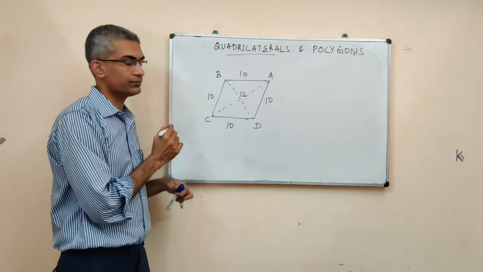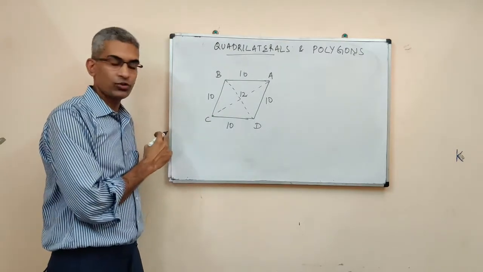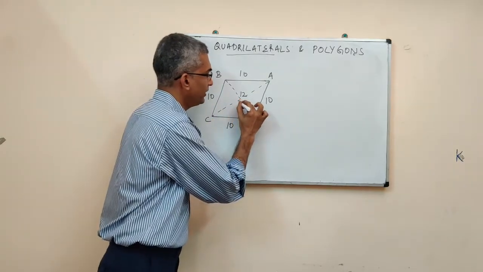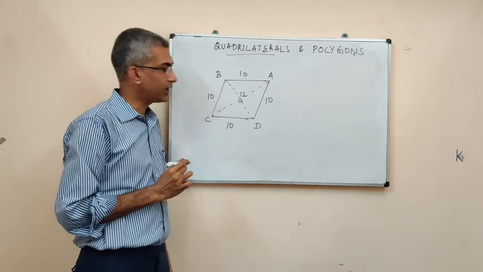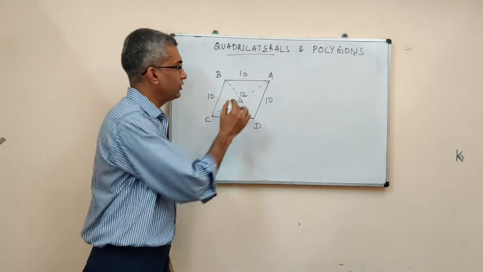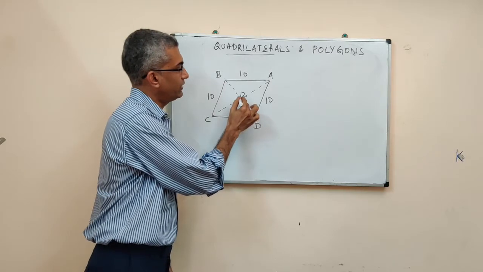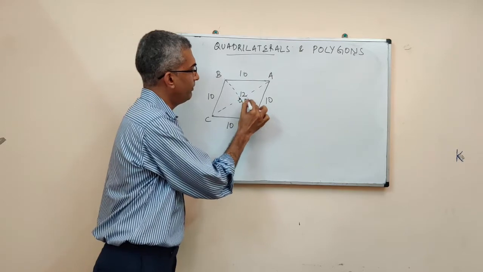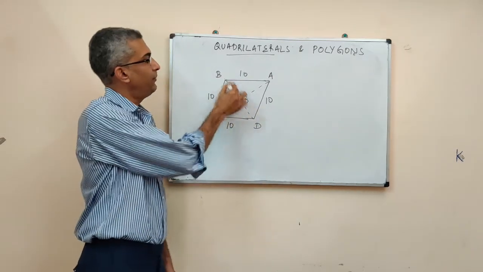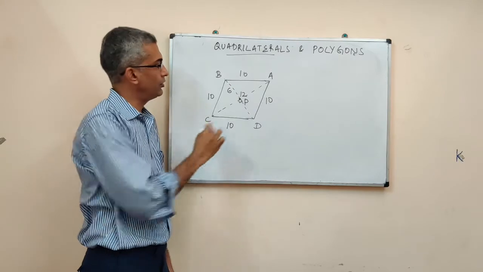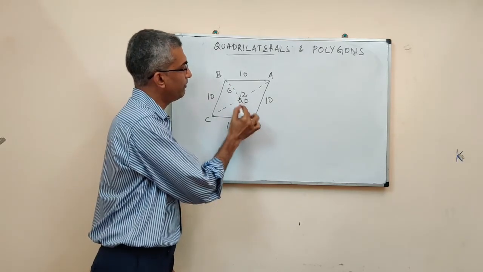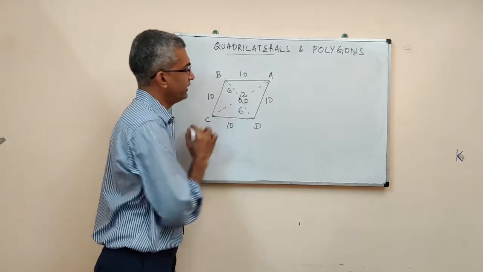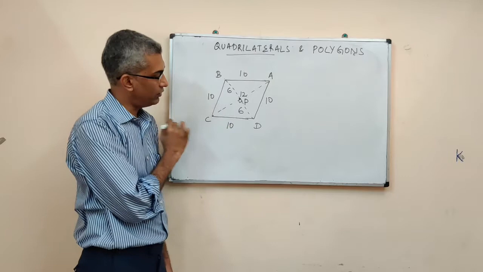BD is 12. Now when we discussed the properties of a rhombus, we saw that the rhombus has the diagonals bisecting each other at 90 degrees. The diagonals will be perpendicular bisectors. That means BD is bisected at this point. This length, let me call it BP, will be 6. So will be DP. BP and DP both will be 6. This angle is 90 degrees. We know this side as 10.